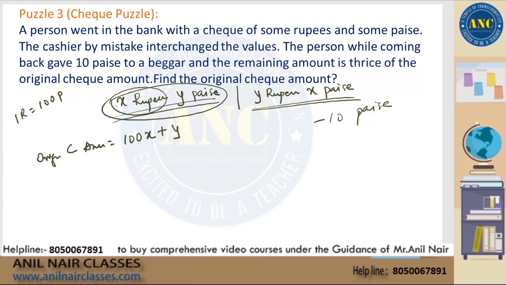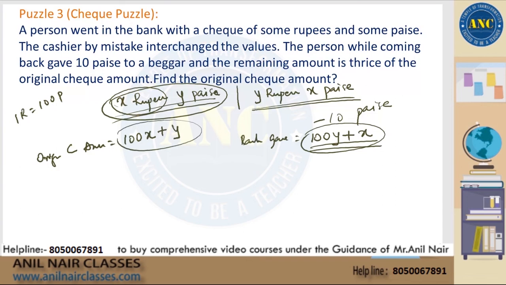Original check amount was 100X plus Y. But unfortunately, the banker gave Y rupees and X paise, that means 100Y paise plus X paise. So the banker gave him 100Y plus X. This is now in paise. So that much paisa was given to him, rupees and paise. I have now converted everything into paise because it's easy to subtract paise.